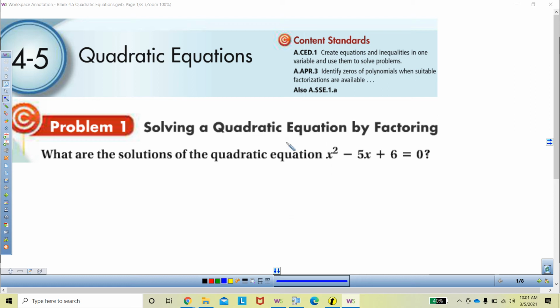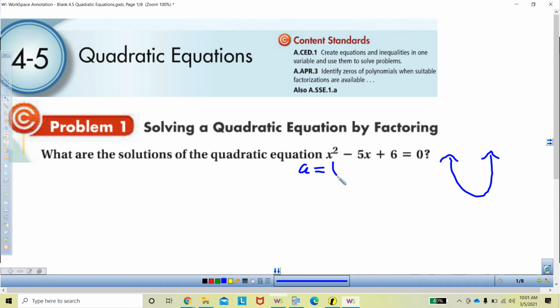Okay, so yes, 4.5 quadratic equation. The only difference between this section and 4.4 is you'll see we have equal 0. So what that means is this is a parabola, right? X squared, it's a right side up parabola because the A term here would be positive 1. That's how we know it's a right side up parabola.